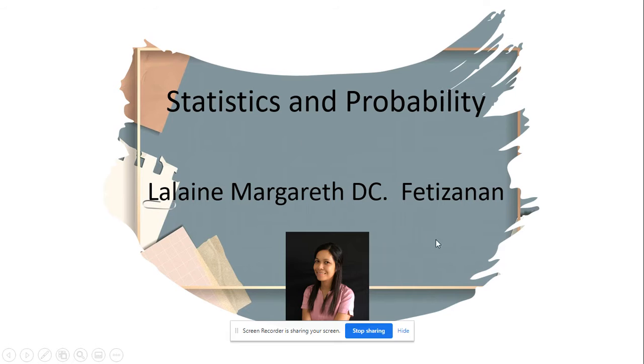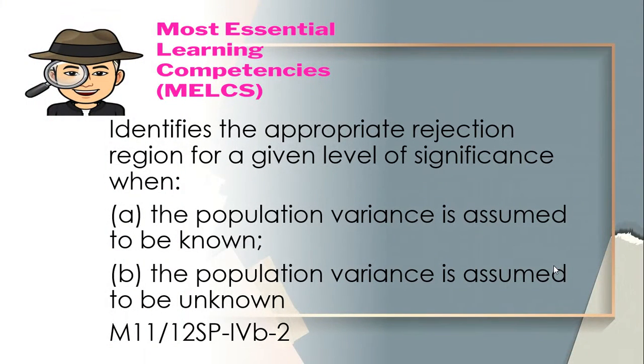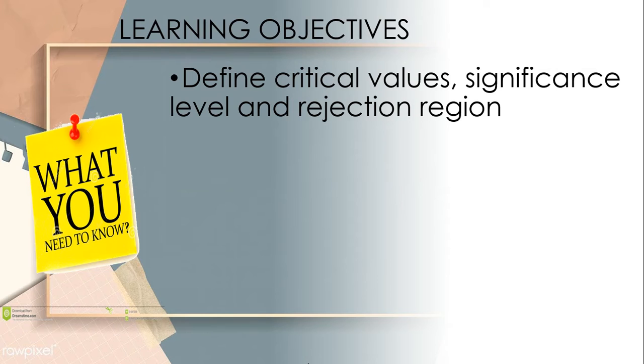Okay, good day everyone. So for today, our topic about statistics and probability is appropriate rejection region for a given level of significance. This is based on our most essential learning competencies: identifies the appropriate rejection region for a given level of significance when the population variance is assumed to be known and the population variance is assumed to be unknown. So the objectives are the following: define critical value, significance level, and rejection region.